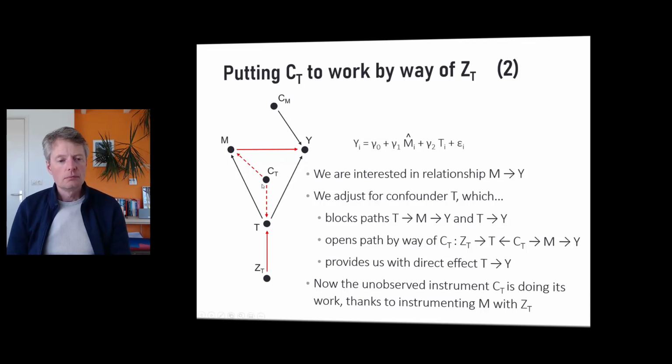Now, but if we instrument M with ZT, then we open a very interesting path, namely this red path. So this is the confounder of the relationship between M and T, right? As I showed earlier, and that path was closed because T acts as a collider here, right? So as long as we leave T alone, then this path is closed.